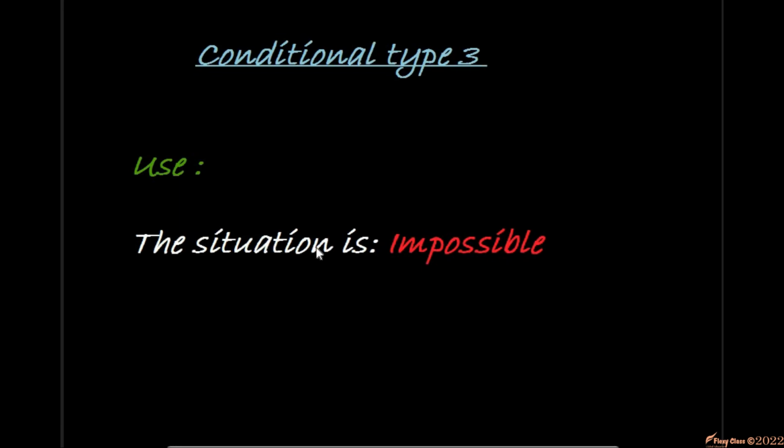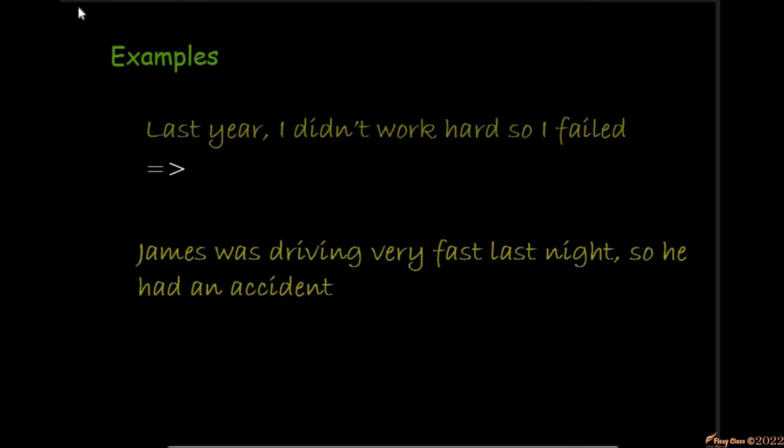We use it when the situation is impossible. فاش كتكون عندنا la situation c'est impossible. It's not possible as in the second conditional. The third it's impossible. Let's see some examples. So last year I didn't work hard so I failed.